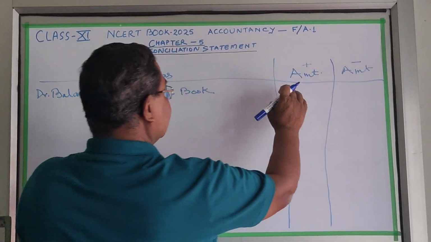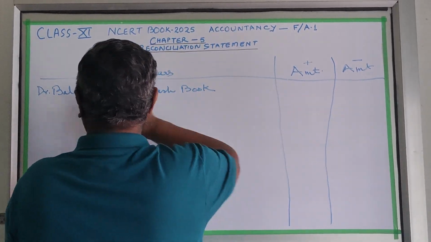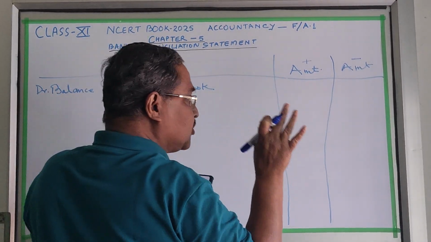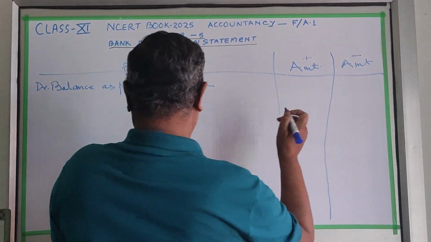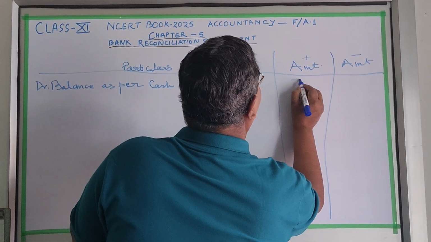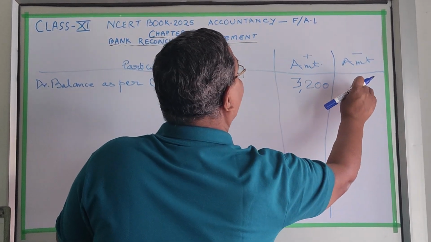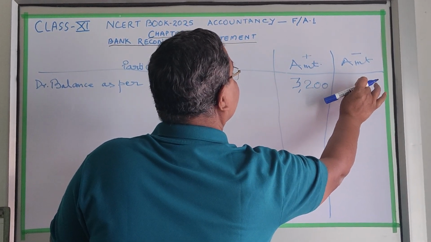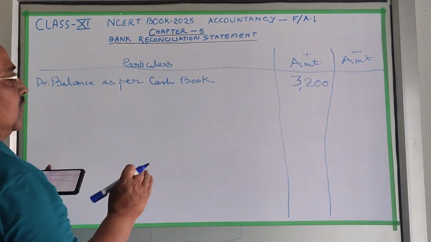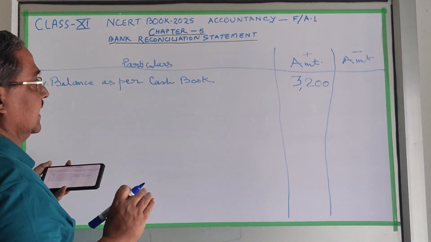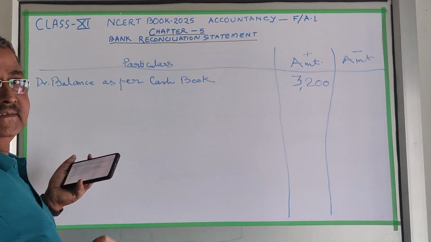So it is a debit balance. In which column will we write it? We will write it in the column of balance, because debit balance means actual deposit, whatever is deposited. So the balance will be in this column, 3,200. If it is an overdraft, it will go to the minus column. Here it is showing 3,200 is a deposit, which means it is a deposit balance.